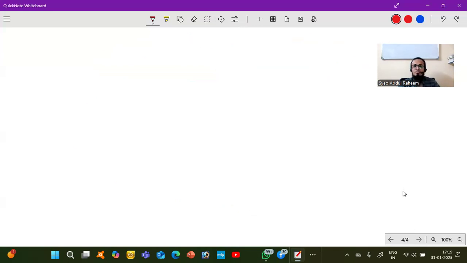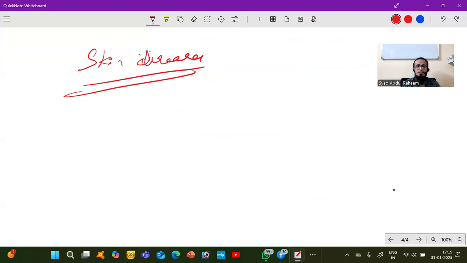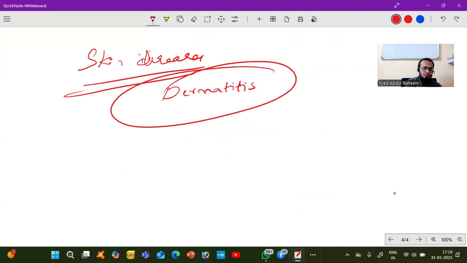Another function of pantothenic acid is to cure skin diseases also. It is helpful in skin diseases, mostly in dermatitis, inflammation of skin. So basically, this is an important vitamin B complex. So what is the source? This is the function we discussed.